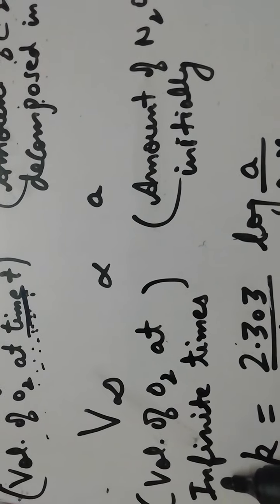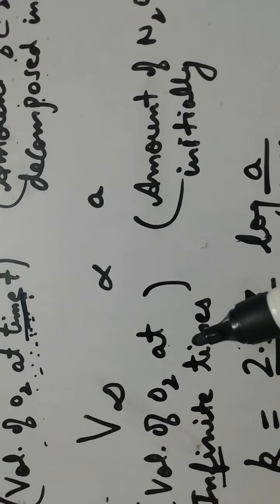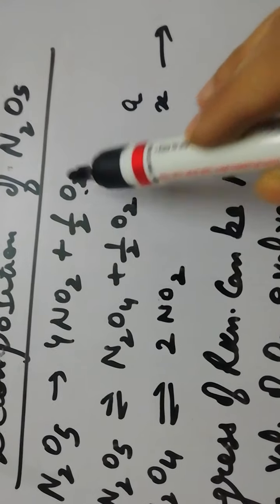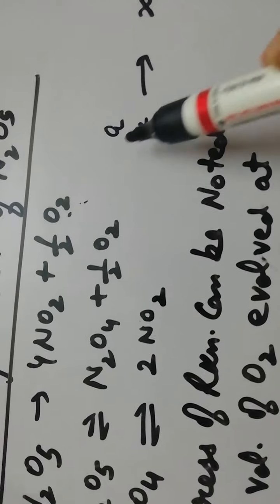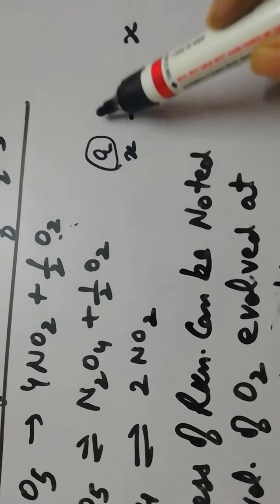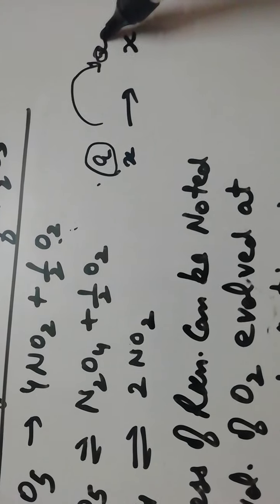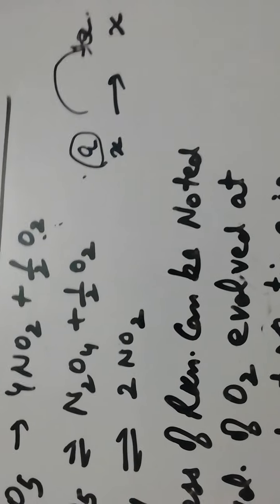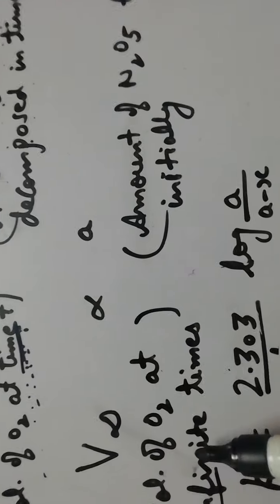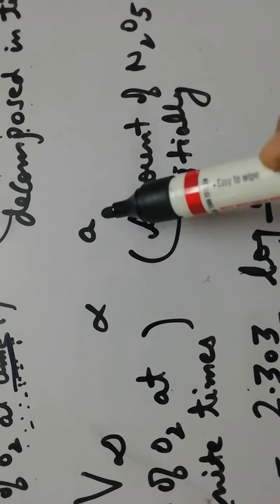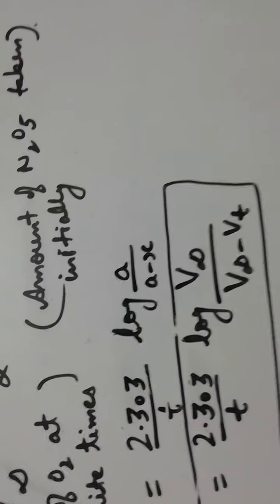And what is the volume of oxygen at infinite times, when the reaction is completed or proceeds towards completion? The complete reactant is converted to products. How much reactant did we take? A amount. So how much product will be formed? A amount, because the complete reactant has been converted to product at infinite times. So the volume of oxygen at infinite times is directly proportional to A, the amount of N2O5 taken initially.